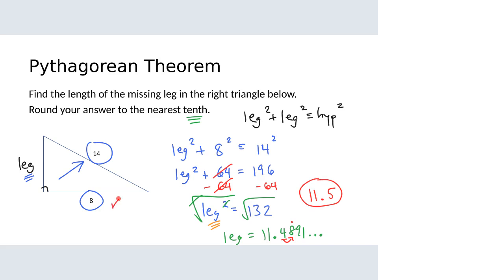Our other numbers are 8 and 14. 11.5 is reasonable as an answer, so I feel pretty good about it. Are there any questions about what we did there to find the length of that leg?